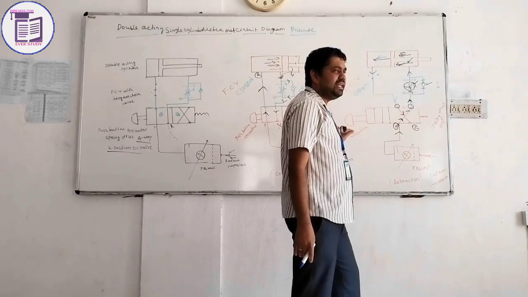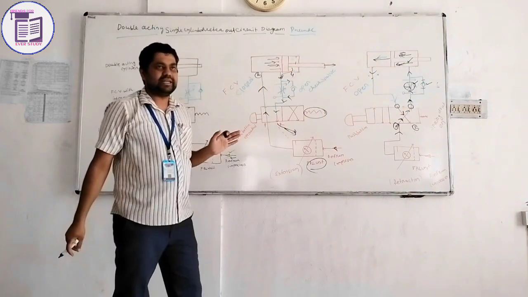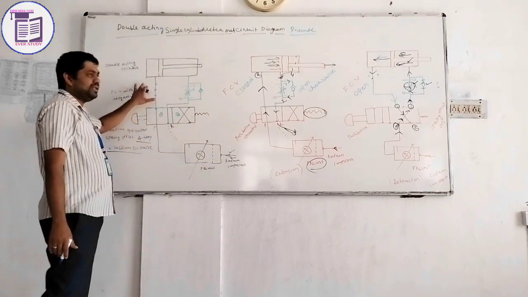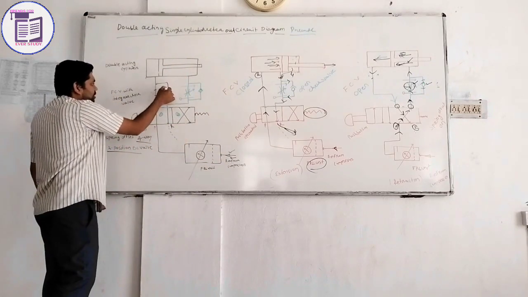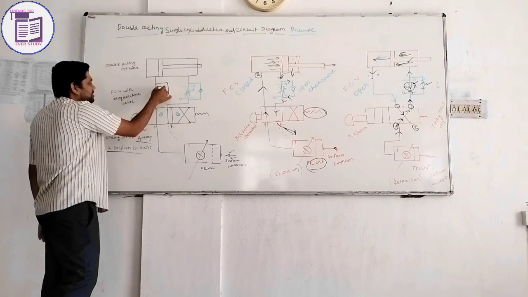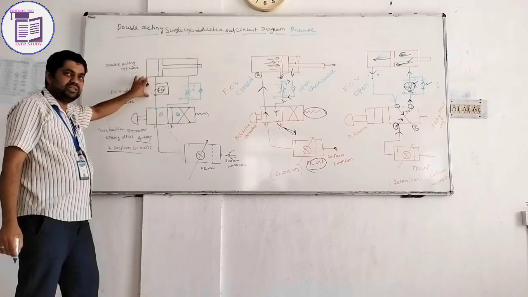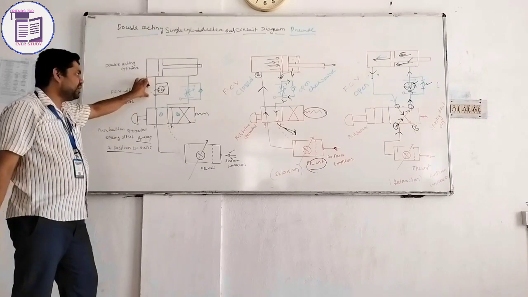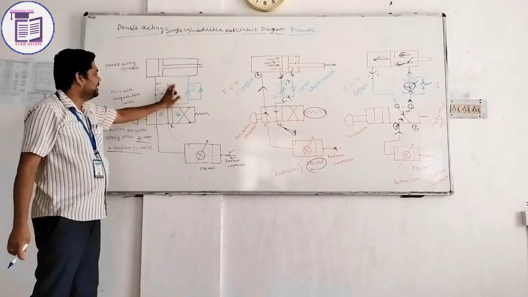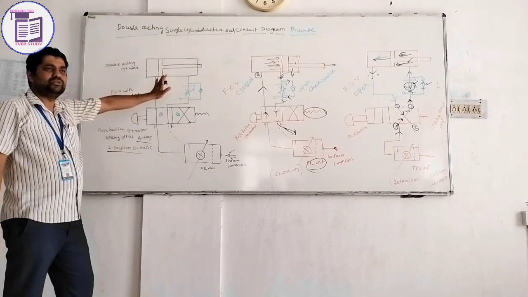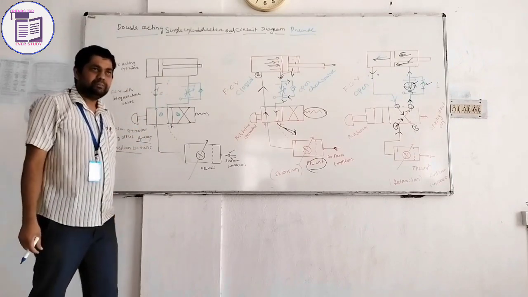So basically we are discussing the meter in circuit and the meter out circuit. In the meter in circuit, we are representing the flow control valve section here. This section should be represented here; that is the basic difference. But in your meter out circuit, we consider only the retraction side. So the majority of uses are meter in or meter out circuit.